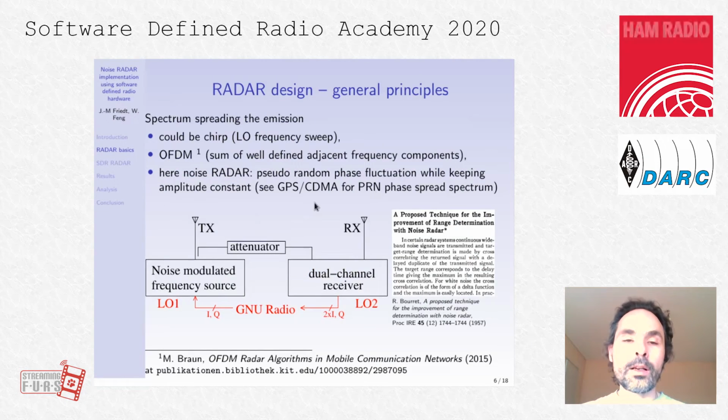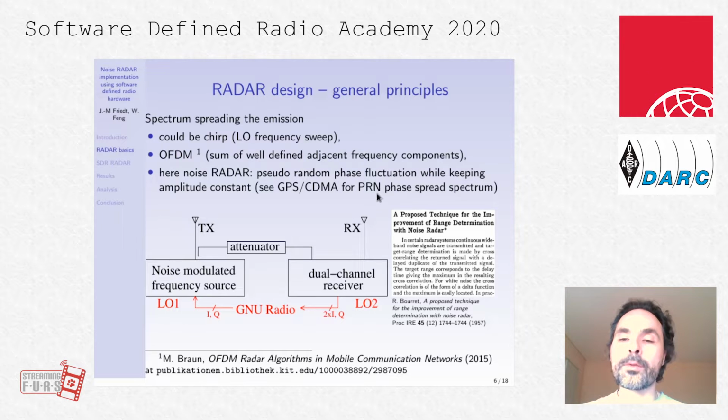So we do this by various means. The usual way is to use a chirp, so a frequency swept source, whether linear sweep, whether hyperbolic sweep. Martin Brown's PhD is about sum of orthogonal frequencies, so OFDM radar. We selected here an approach that I like, which is called noise radar. Noise radar is actually what you see in GPS with code division multiple access, using the pseudo-random phase spreading of a carrier transmitted by the GPS.